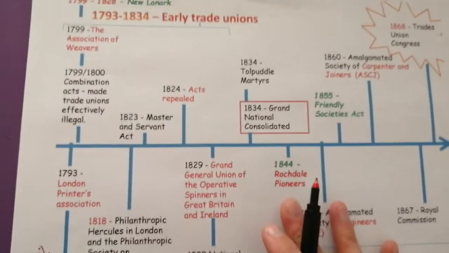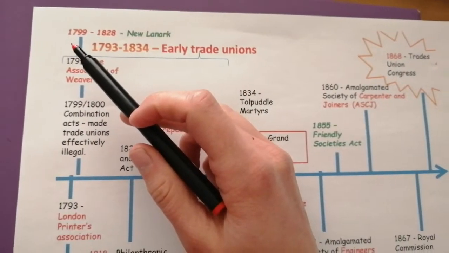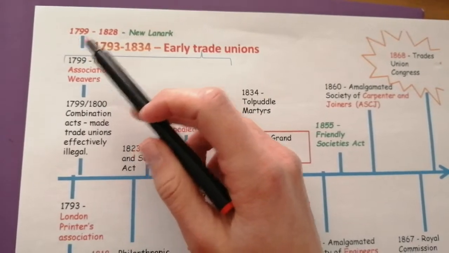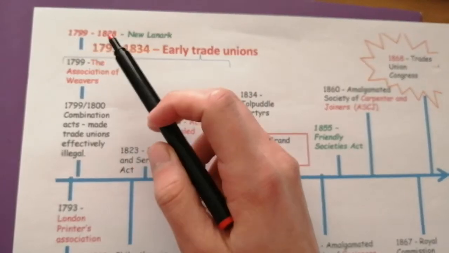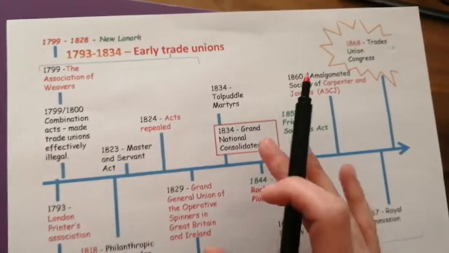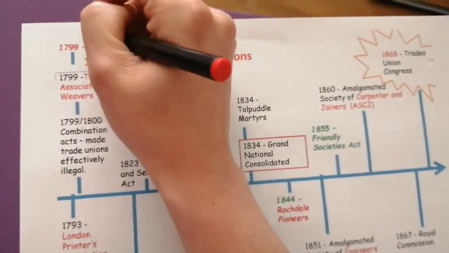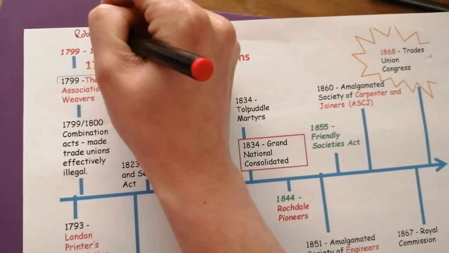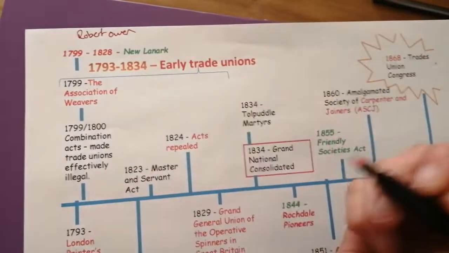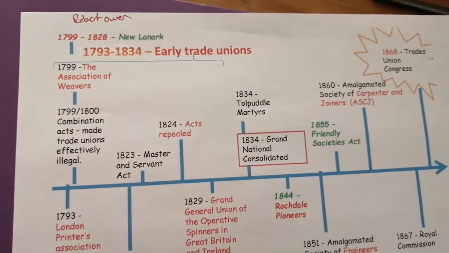Now, if we look as well at New Lanark, which runs a little bit before this, so we've got 1799 to 1828, across this time period, New Lanark is one of the first ways we see an actual example of it working, and this is with the guy Robert Owen. He is going to come back in later on when we look at the poverty topic as well, so he's a good name to remember.